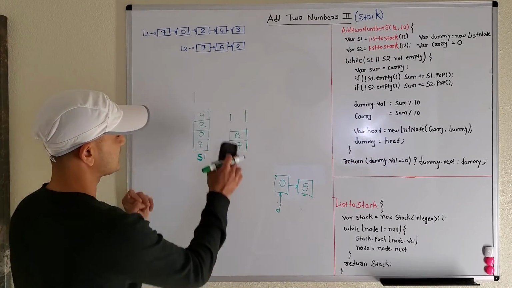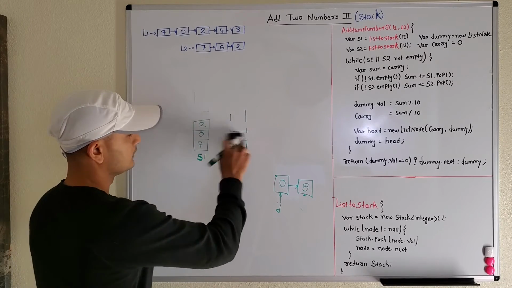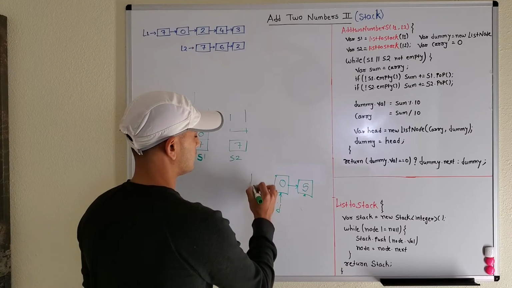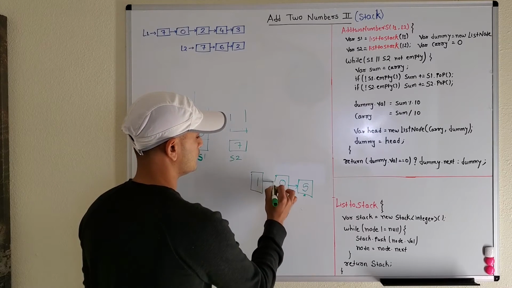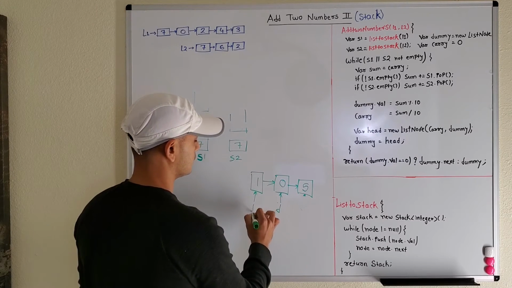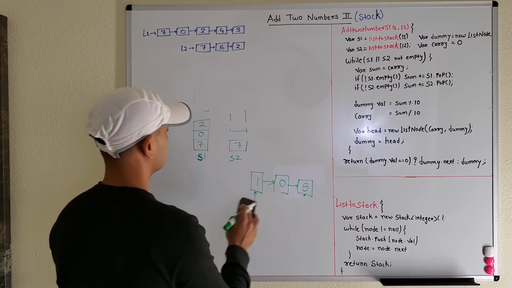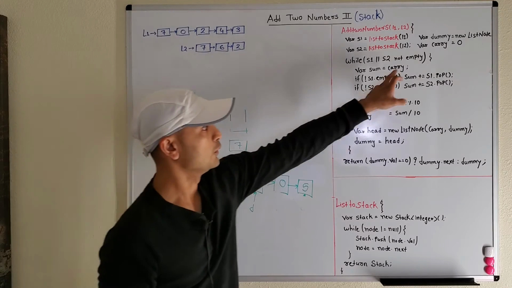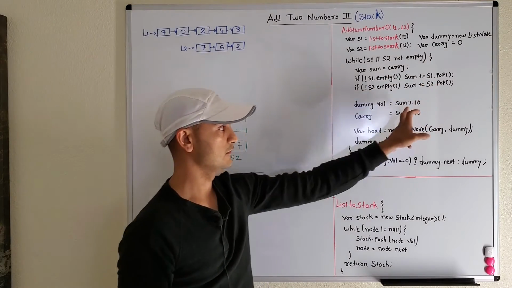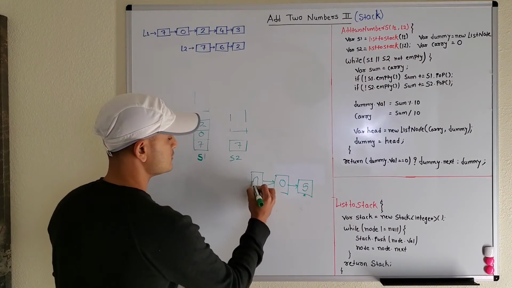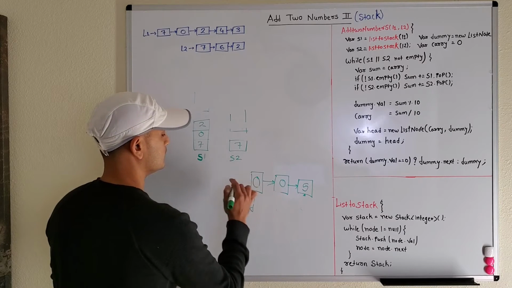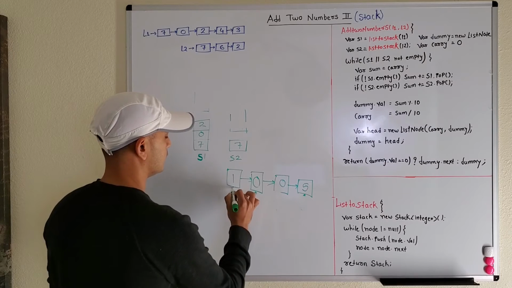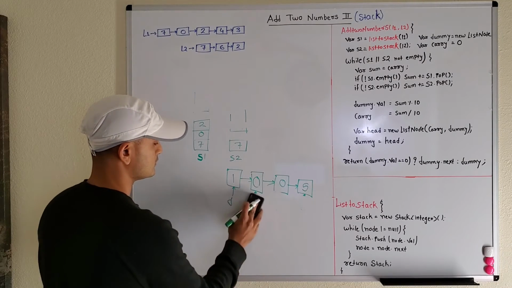So 4 plus 6 is 10. Now 10 mod 10 would be 0, so this will be 0. Carry would be 1. And dummy will come here. Now 2 plus 7 is 9, plus 1 is 10. So 1, 7, 2, 10. Again this will be 0. Carry would be 1. So head would have 1, and then dummy comes here.